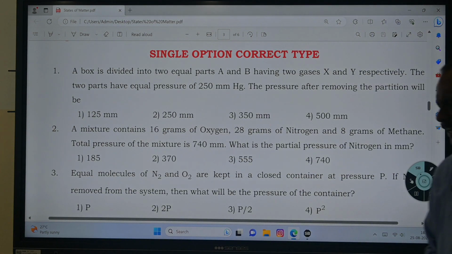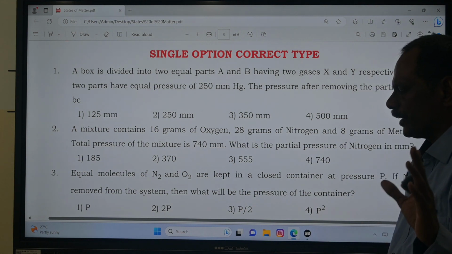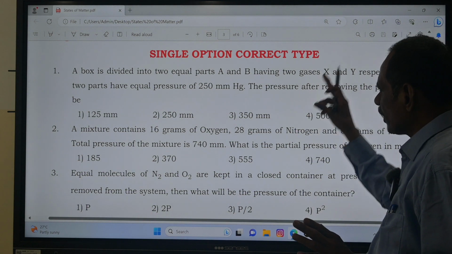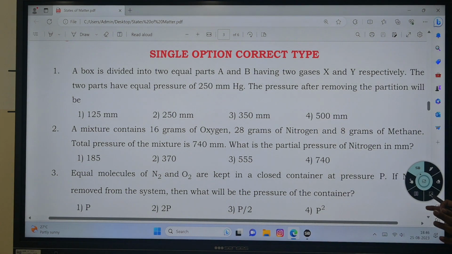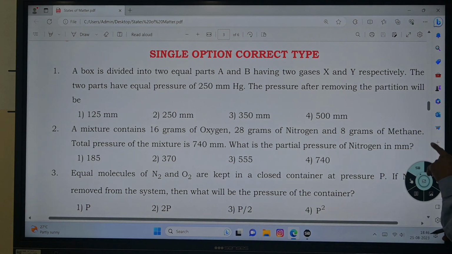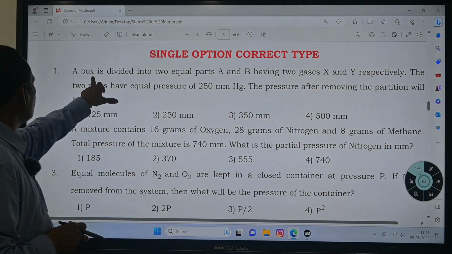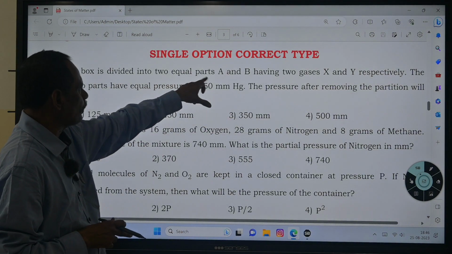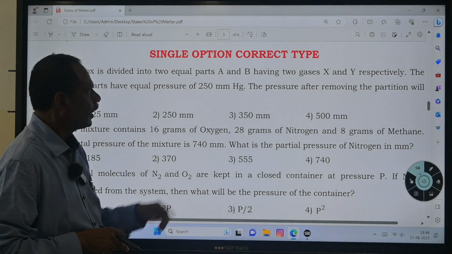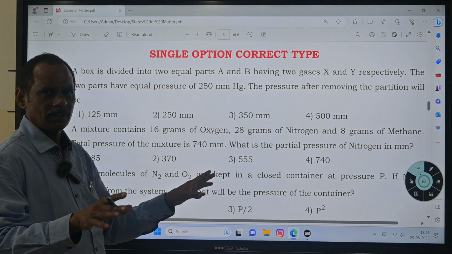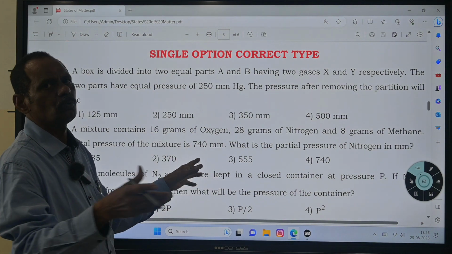Read the question again and try to understand the meaning of what is given. A box is divided into 2 equal parts A and B. Part A is filled with X gas and part B is filled with Y gas. These 2 parts are equal in volume. And the 2 parts have equal pressures, 250, 250. If the middle partition is removed, what will be the pressure?